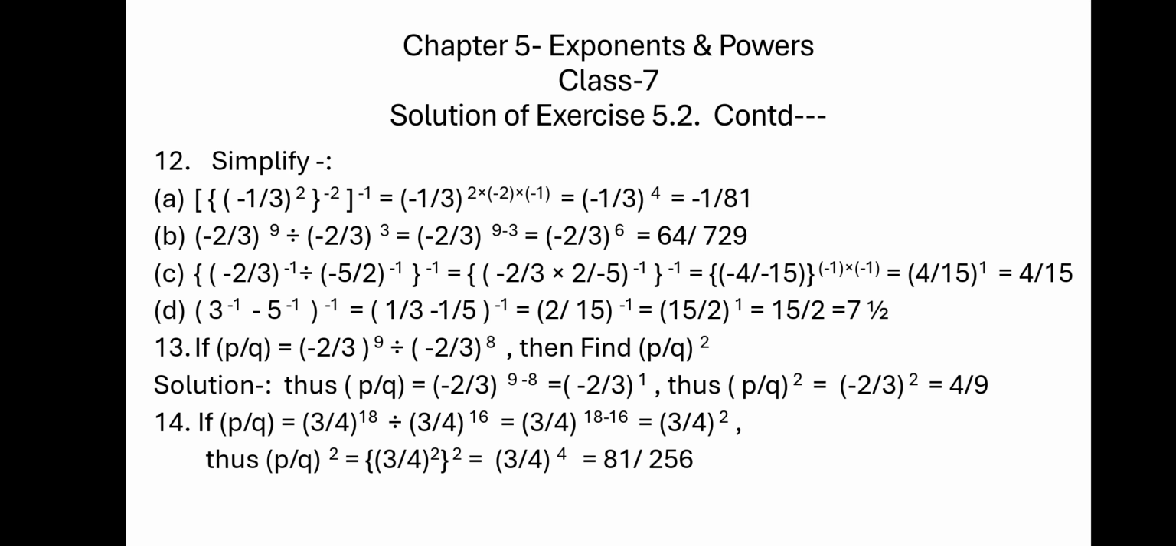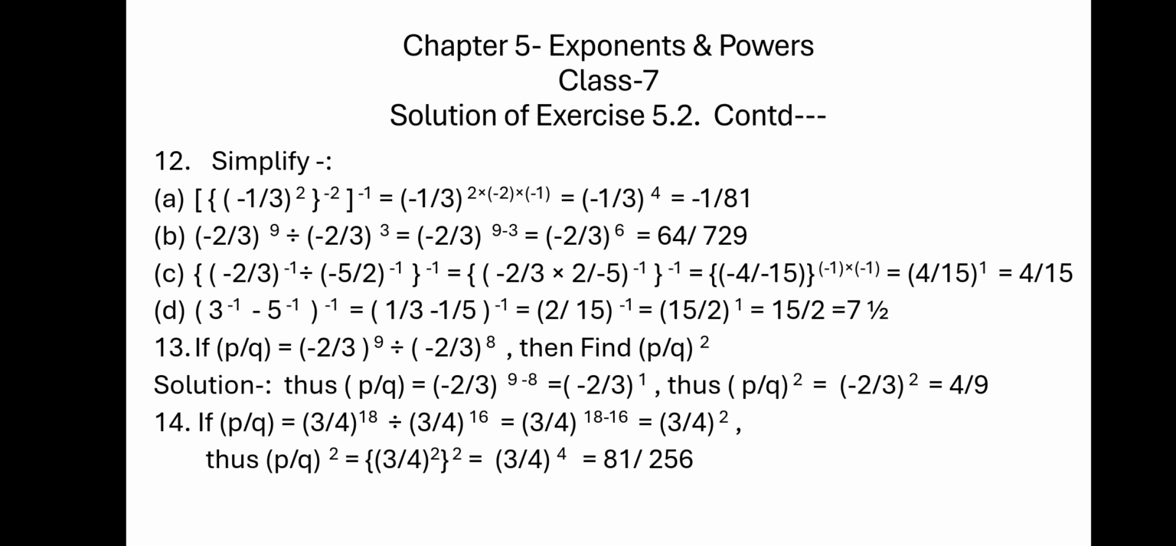Negative 2 upon 3 raised to the power of 9 divided by negative 2 upon 3 raised to the power of 3 is equal to negative 2 upon 3 raised to the power of 9 minus 3. And 9 minus 3 is 6. So here I have taken correctly. Negative 2 raised to the power of 6 is 64, and 3 raised to the power of 6 is 729.